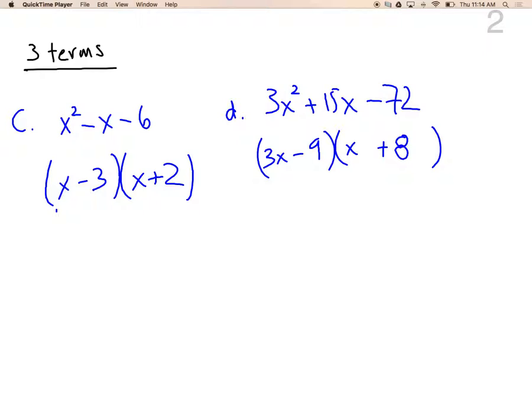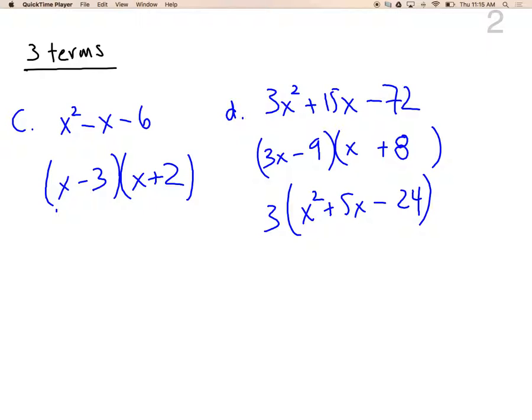What did I forget to do? I've dropped the 3. GCF, take out the 3s. So I would have learned how to use my pen here. 3 times x squared plus 5x minus 24. Now we've got an easier thing to do. But I forgot to. I didn't follow my own rules.